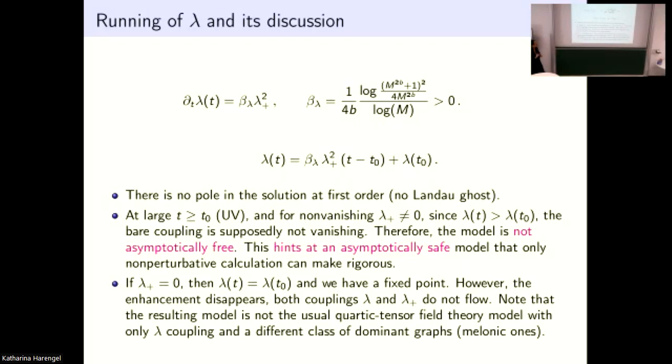Also, just to say, if I set lambda plus to be 0, then lambda can be a constant. But of course, this means that the enhancement disappears, and the model goes back to normal tensor field theory, except that now the dominant graphs are not melonic. So this model doesn't seem to be very interesting either.